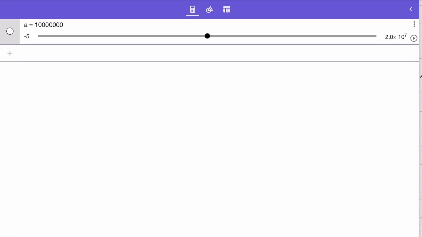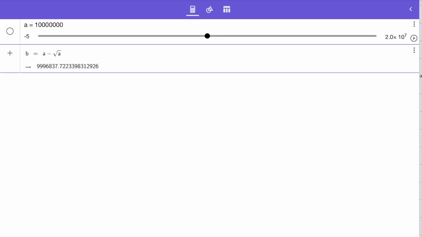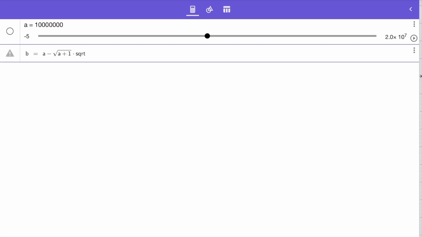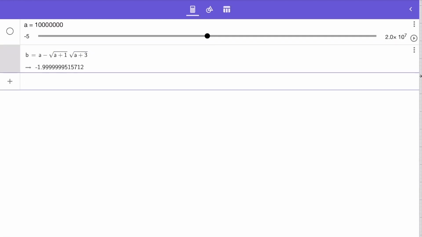So let me type a to be equal to, for example, 1 million. So b is going to be our sequence, and if you remember, our sequence was a minus square root of a plus 1 times square root of a plus 3, right? So you see, this number is really close to 2. So I can make it even bigger, the value for the a. And you can see that as I get it bigger and bigger, its value is becoming really close to minus 2. So it should give you some insight that the limit of the sequence is equal to minus 2. But at the same time, you can see this from the graph.